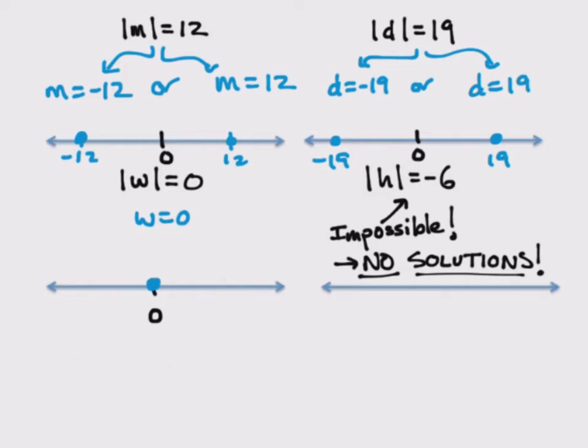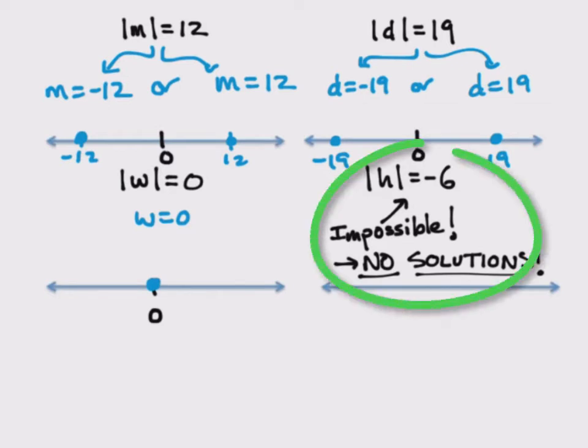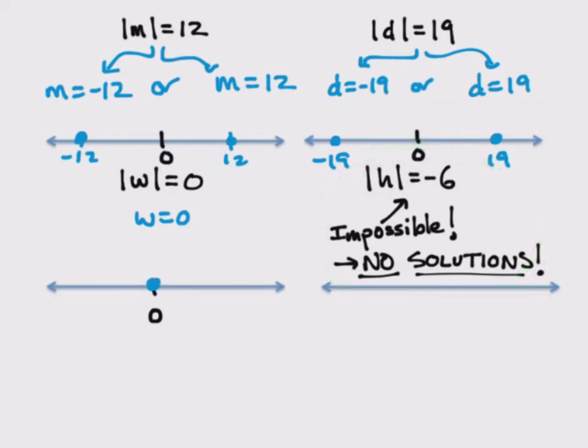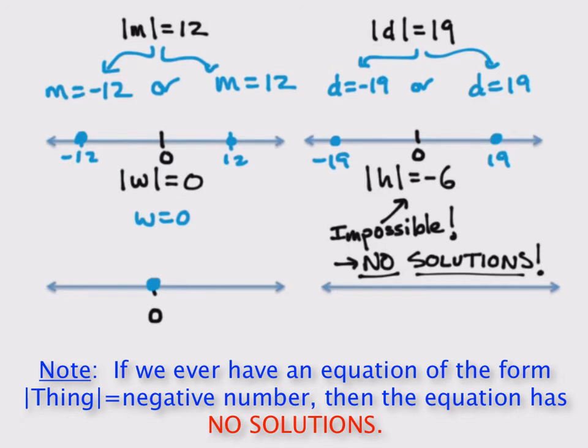In this last example, we had the absolute value of h was negative 6. But we know that you can never, ever, ever take the absolute value of anything and have it be a negative number. So if we ever have an equation in which we take the absolute value of anything and it's negative, boom, right away we know the equation has no solutions.